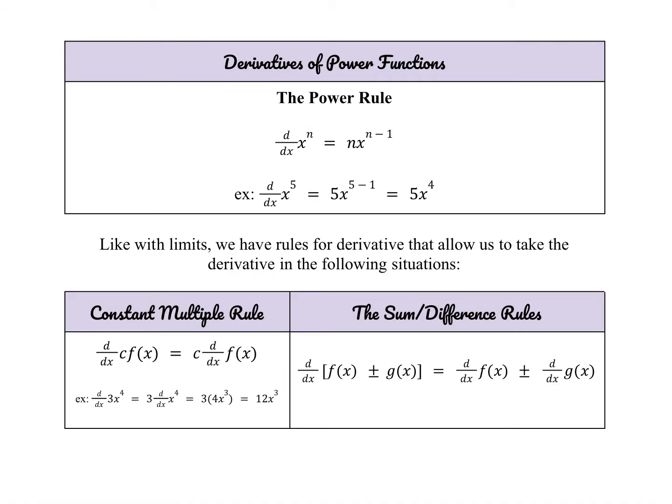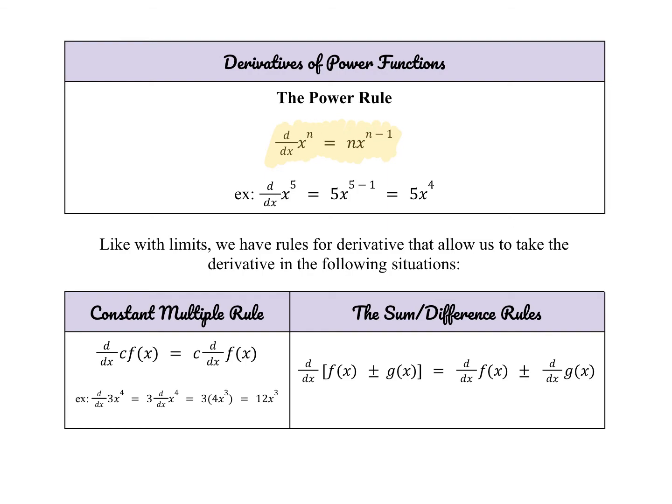All right, the next rule we're going to talk about is the derivative of power functions. We call this the power rule. This is going to be an extremely useful rule to us. So here's the general form of the rule. It says that the derivative of the function x to the power of n is simply n times x to the power of n minus 1.